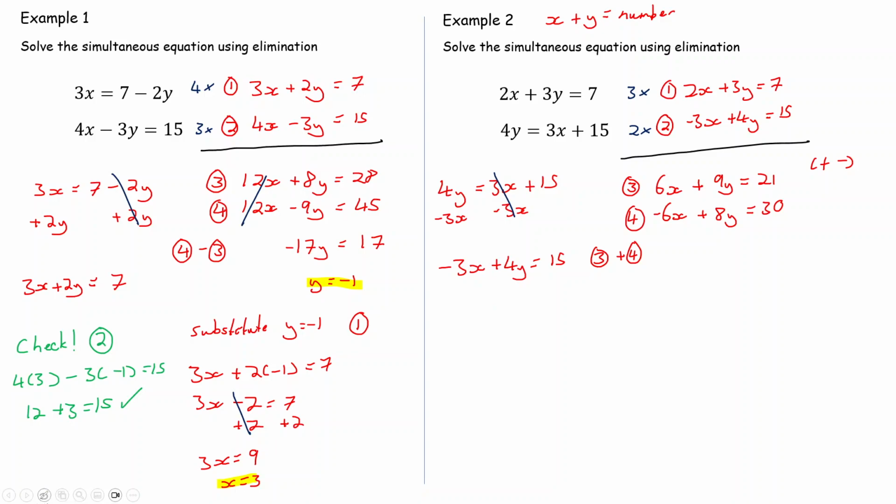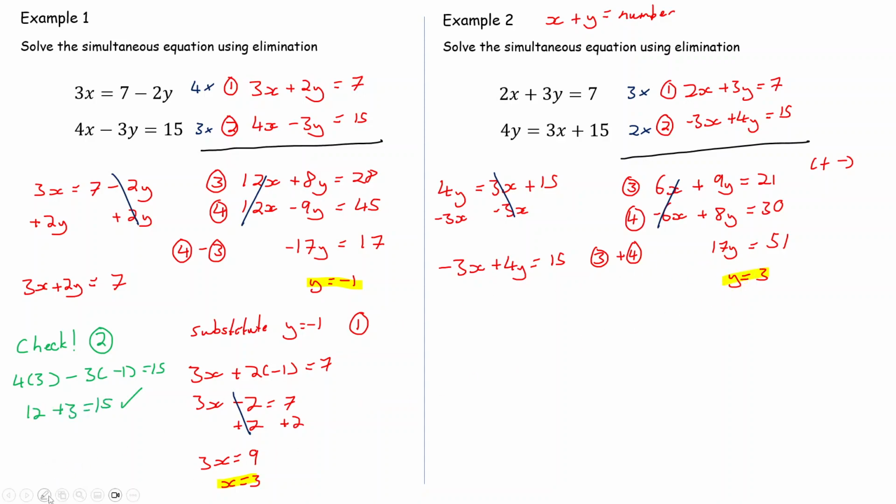So if we add those together, the x parts are going to eliminate, which is the end of the game. They become 0. If I add them together, the y parts, I've got 9y add 8y, which is 17y, is equal to 21 add 30, which is 51. Okay, and 17 times by what is 51? 17 times by 3 is equal to 51. So that is good. That is my first solution. Okay, let's highlight it. There we go.